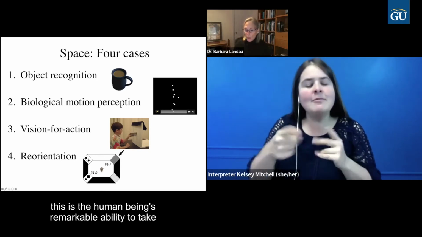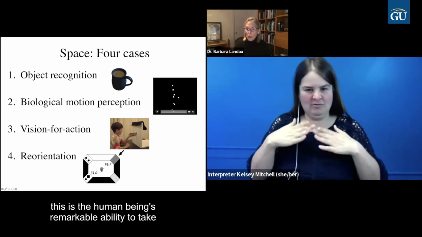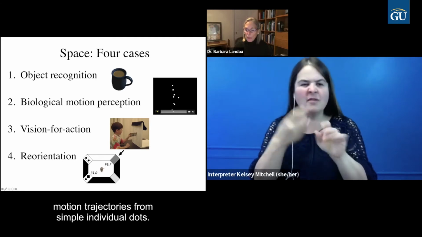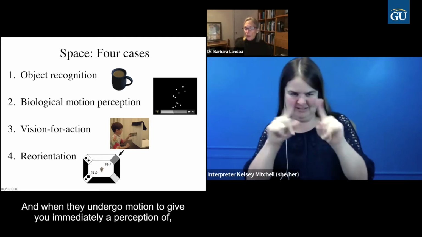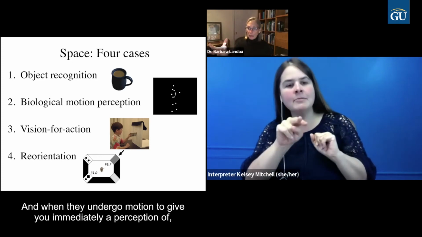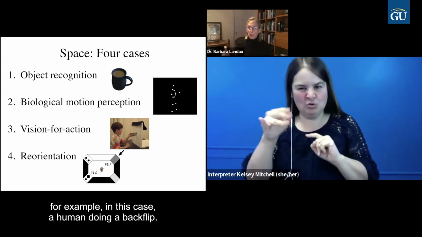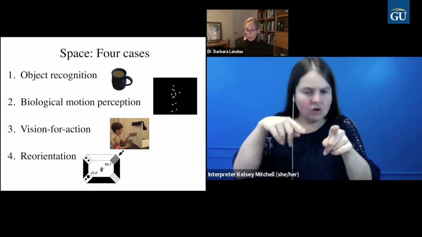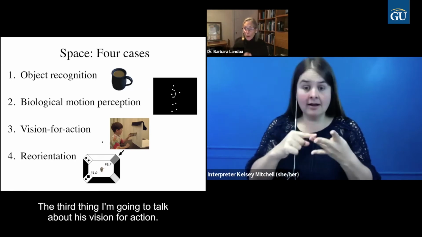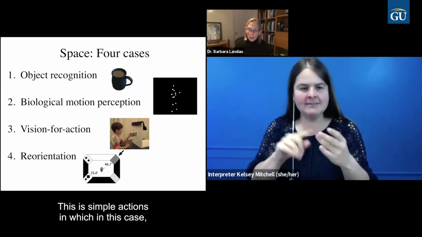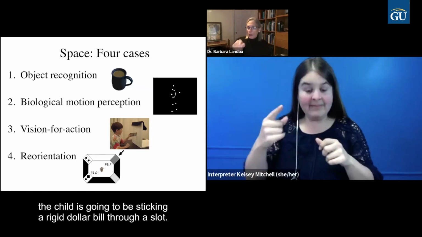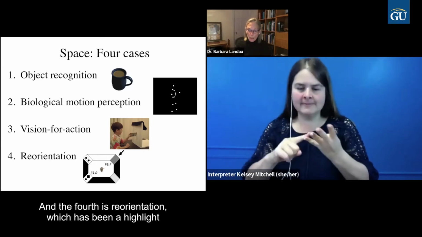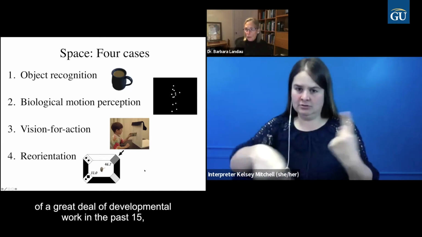not, this is the human being's remarkable ability to take motion trajectories from simple individual dots, and when they undergo motion, to give you immediately a perception of, for example, in this case, a human doing a backflip. So it's biological motion. The third thing I'm going to talk about is vision for action. This is simple actions in which, in this case, the child is going to be sticking a rigid dollar bill through a slot.